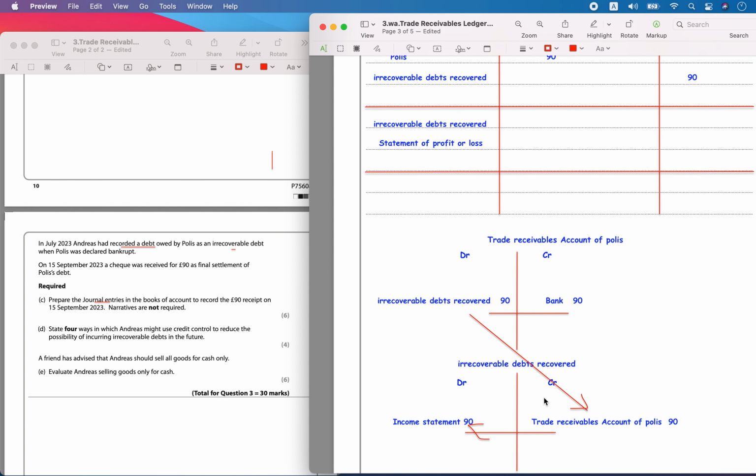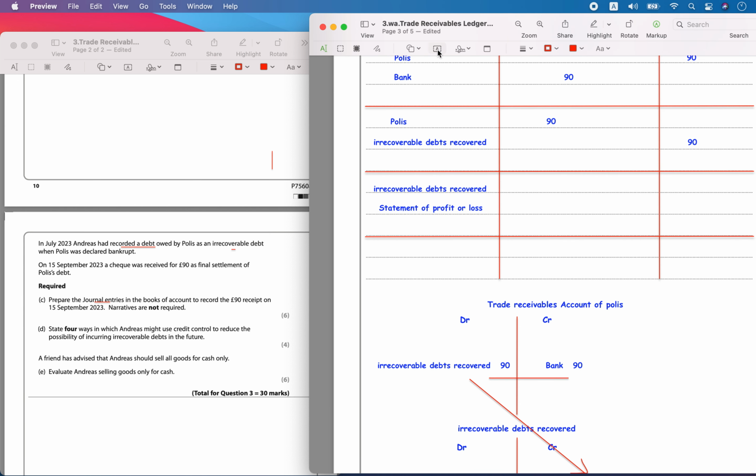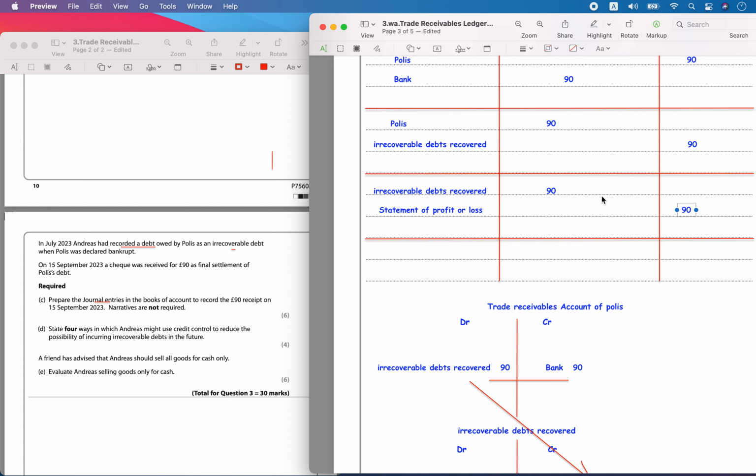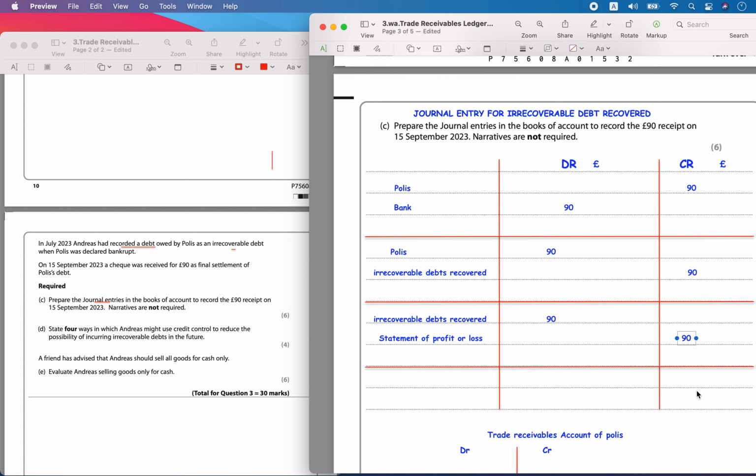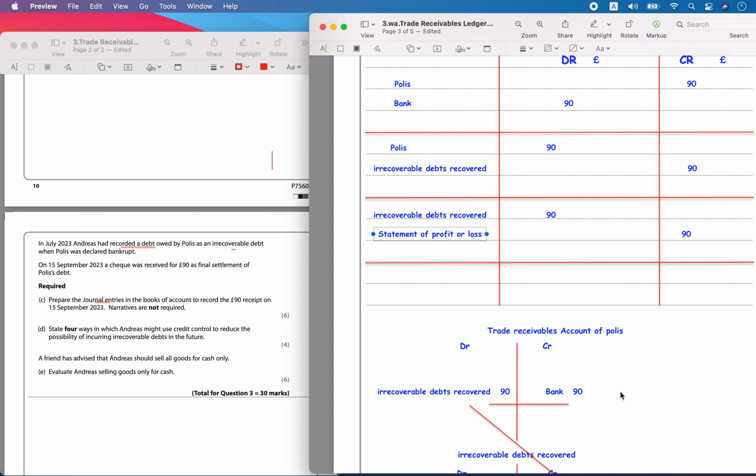So in the irrecoverable debt recovered account, the income statement is appearing on the debit side. So I will write it as 90 here. And in the income statement, it would appear as an income on the credit side. So 90.